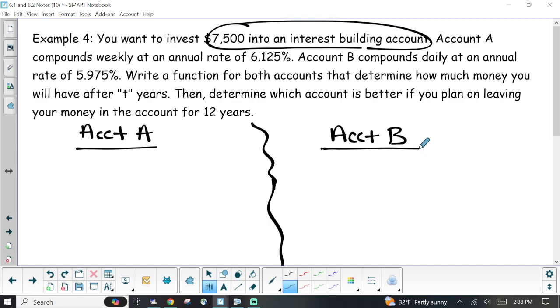So, here's the deal. When we're comparing 2 things, the amount of money that I put in both accounts is going to be exactly the same. So my principal, I want to invest $7,500.